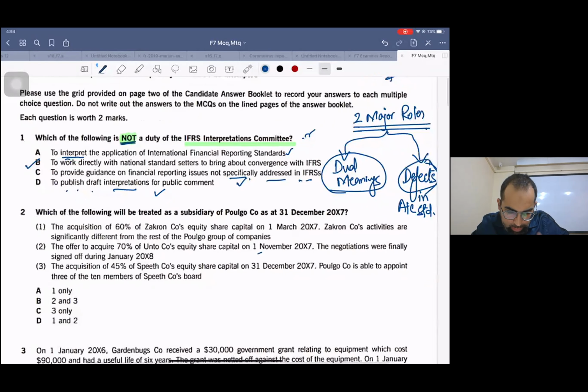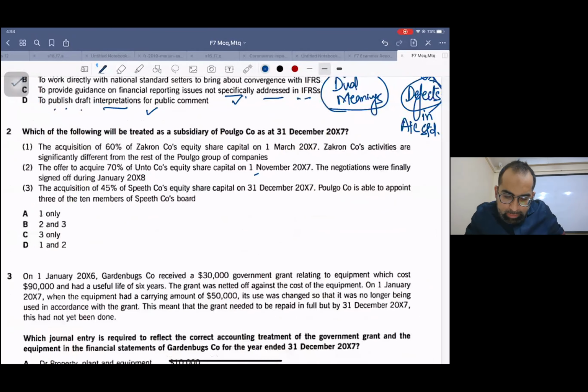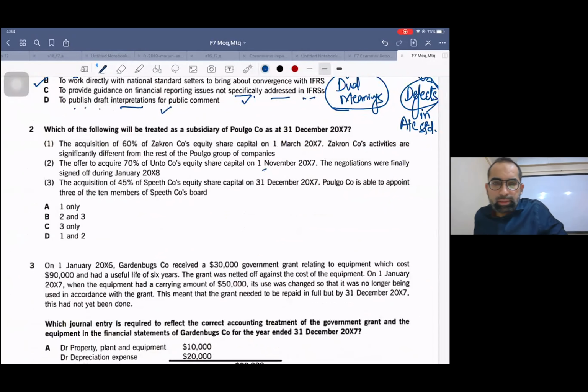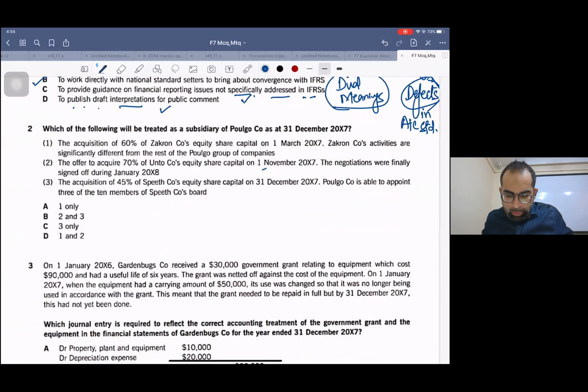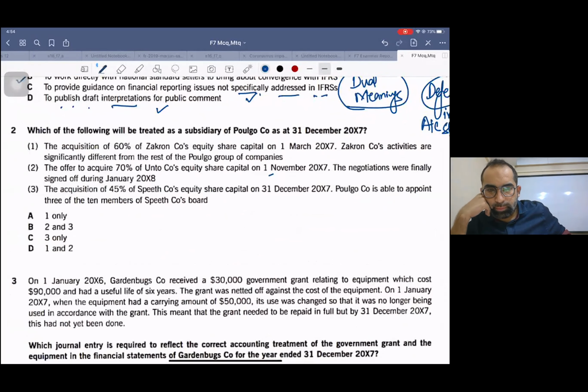Now, the next question: which of the following will be treated as a subsidiary of Polgo company? Out of these three, you have to pick. I just taught you this in detail in the last examiner report. Come on, you have 2 minutes to pick it up. All of you, please participate.